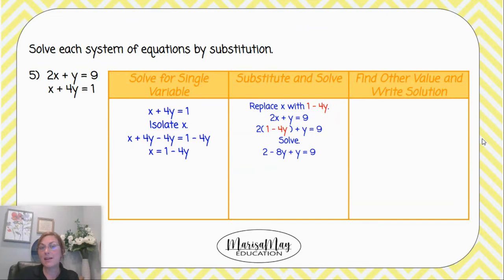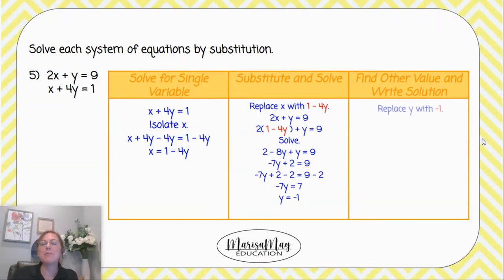Let's combine the negative 8y plus y so that I get negative 7y plus 2 equals 9. And then I'm going to subtract 2 from both sides, trying to get that y by itself. That leaves me with negative 7y equals 7. And then I can divide both sides by negative 7 so that y equals negative 1. I found one of the values for the solution. Remember, it's not a complete solution until I have the values for both variables.